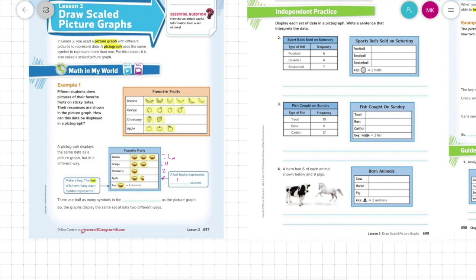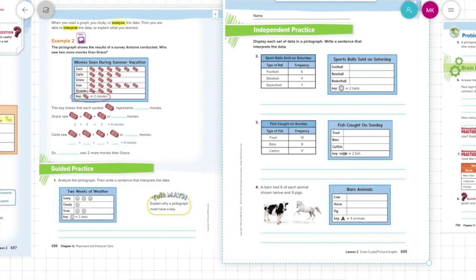There are half as many symbols in the pictograph as the picture graph. So the graphs display the same set of data in 2 different ways. So when you read a graph, you study or analyze the data. Then you are able to interpret the data and explain what you learned.